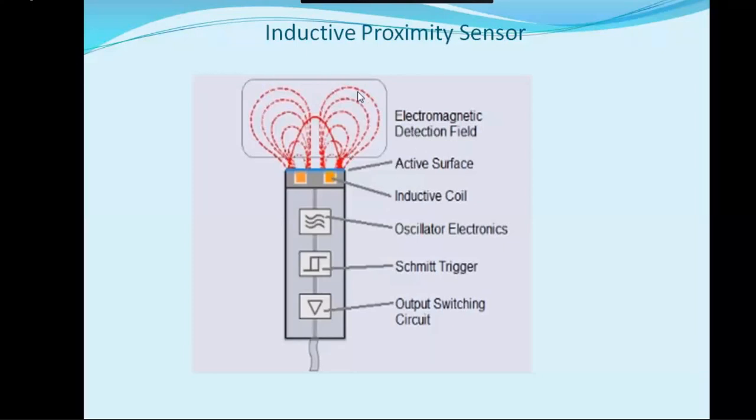So alternating current you have to supply to the coil to generate the electromagnetic detection field. When this metallic object comes very close, remember it is a contactless, touchless device. It does not touch, but when the object comes close, it will automatically sense. It builds eddy currents inside, and the coil inductance changes. When the coil inductance changes, the circuit that has been continuously monitoring will trigger the sensor's output switch. Here the oscillator circuit is there, and the oscillation changes because of the magnetic field produced.